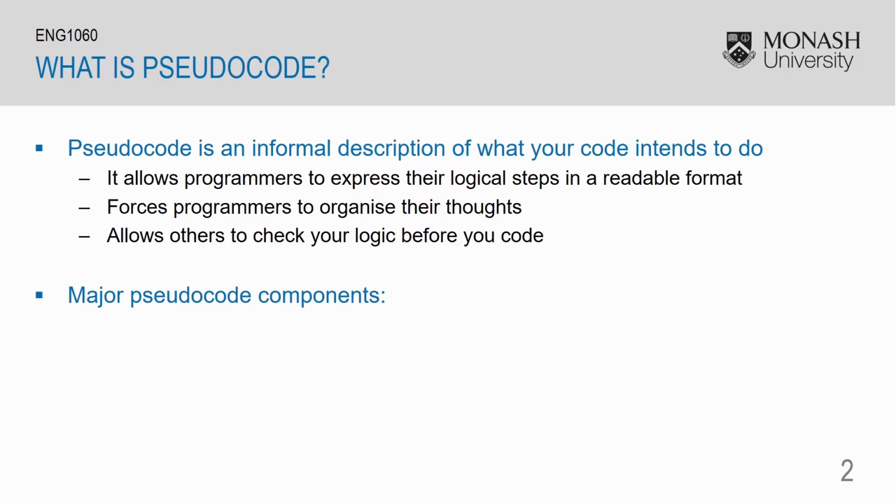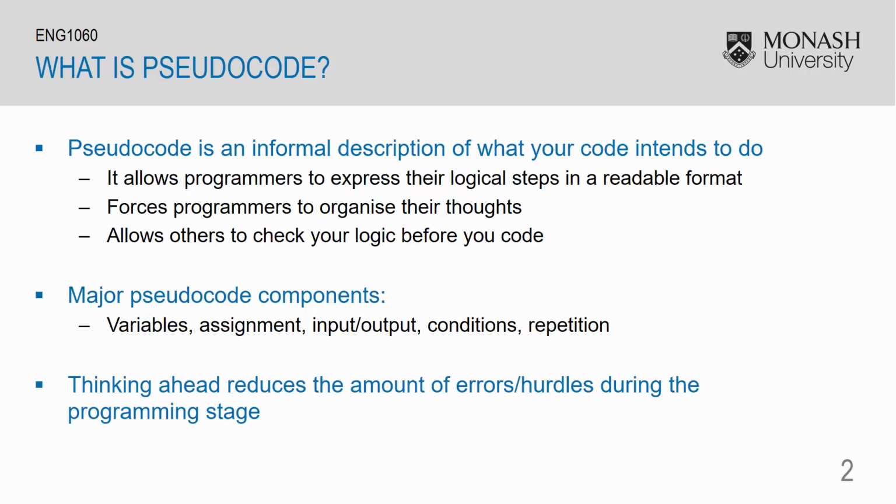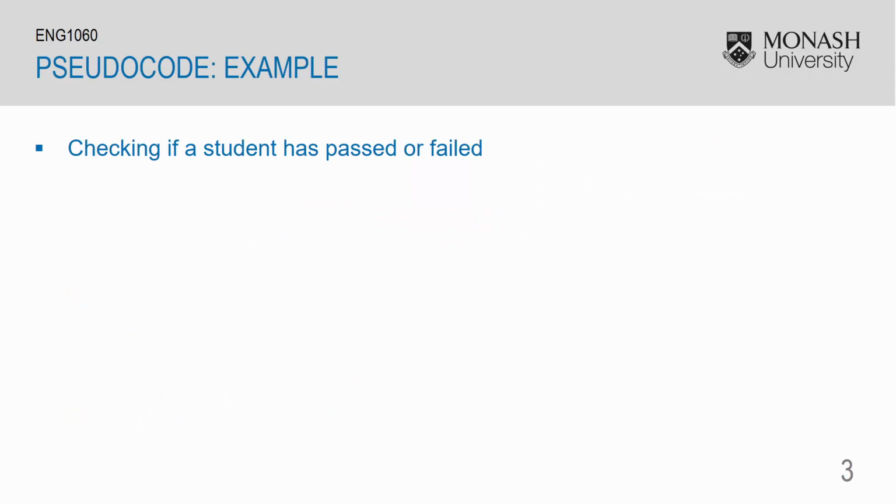There are 5 major components for pseudocode. They include variables, assignment, input and output, conditions, and repetition. Thinking ahead or writing pseudocode reduces the amount of errors and hurdles during the programming stage. So let's consider the following example where we are checking whether a student has failed or passed.